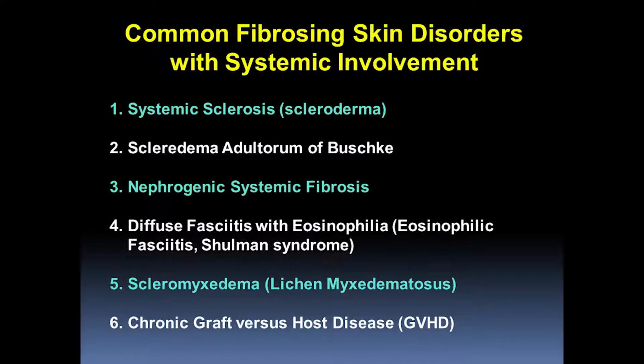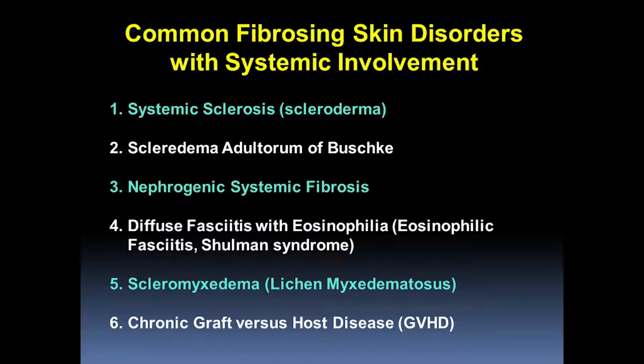So, the common fibrosing skin disorders with systemic involvement. I think that's important because we as rheumatologists also take care of their systemic manifestations. The most common one that we take care of in rheumatology, in conjunction with the dermatologists, is systemic sclerosis or scleroderma. We also see patients with scleredema adultorum. We see patients with nephrogenic systemic fibrosis, much less so since the recognition of the association of gadolinium-based contrast agents in end-stage renal disease patients.